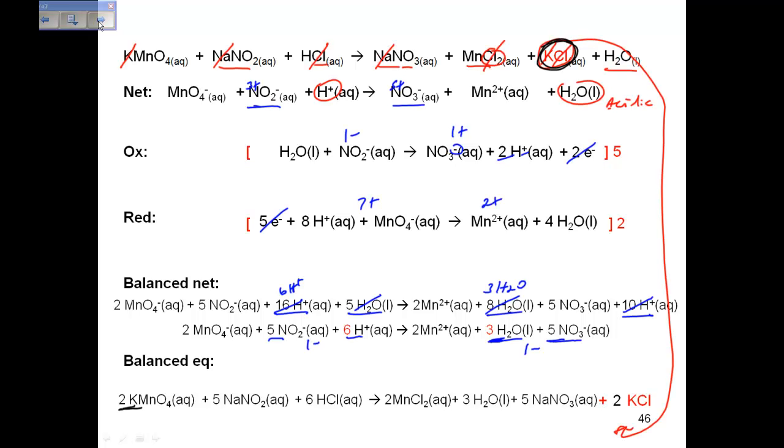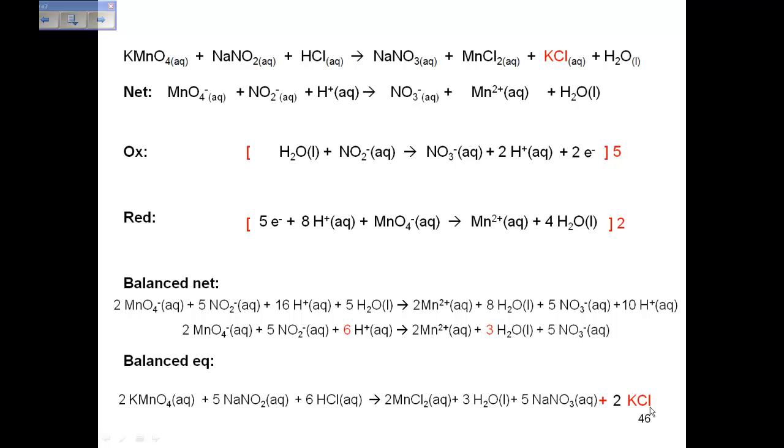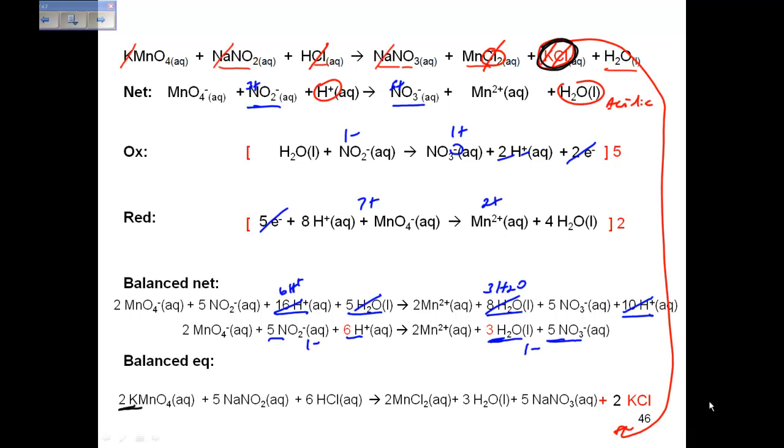Now hopefully that fixed my chlorine. Let's see if it does. I got 2 chlorines. I have 2 chlorines. I have 2 times 2, that's 4 chlorines. That's a total of 6 chlorines on this side, my product side. And I have 6 chlorines on the reactant side. So that's balanced. This is my balanced equation.